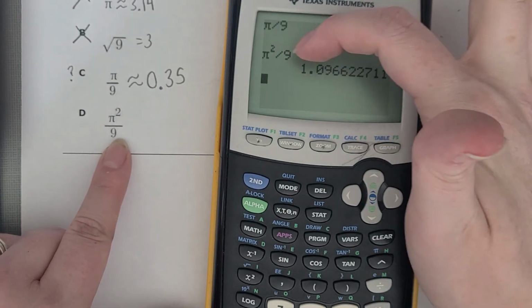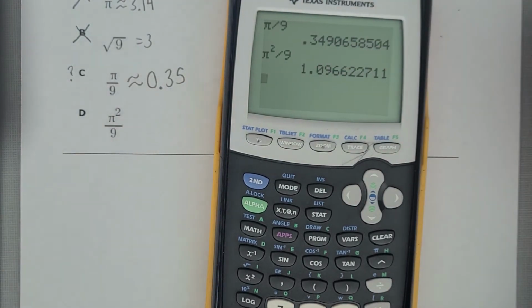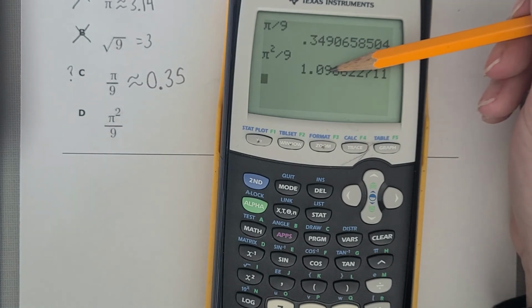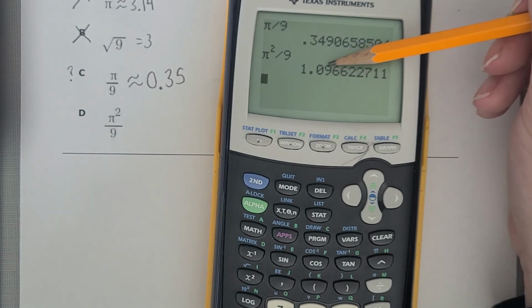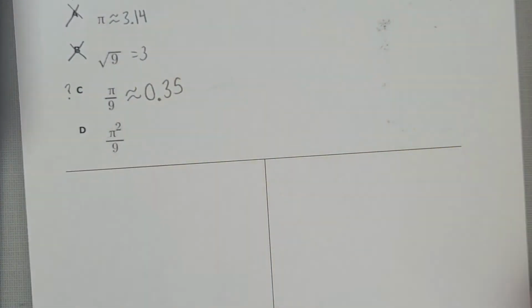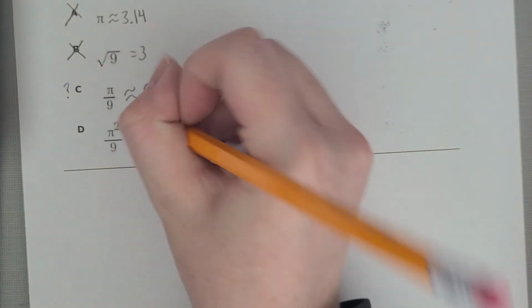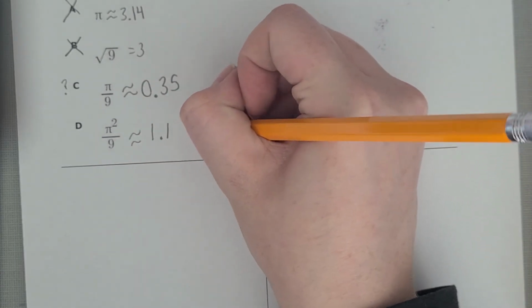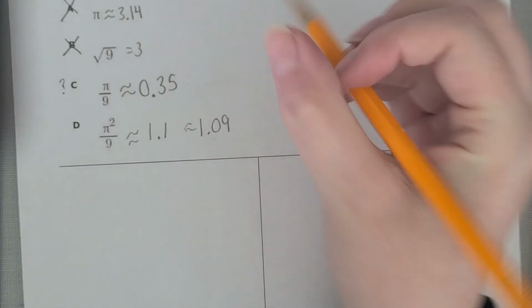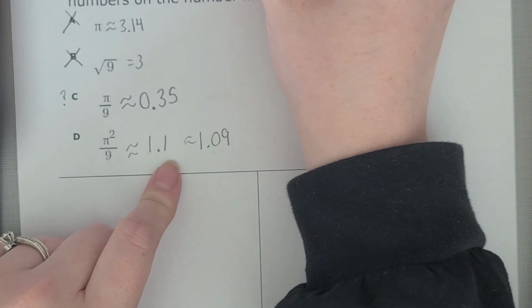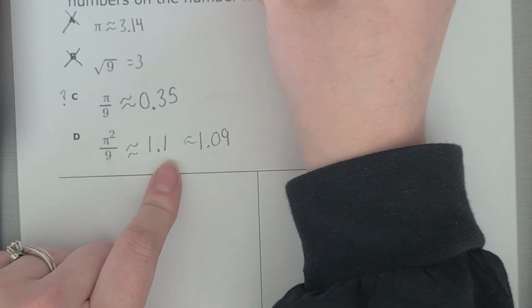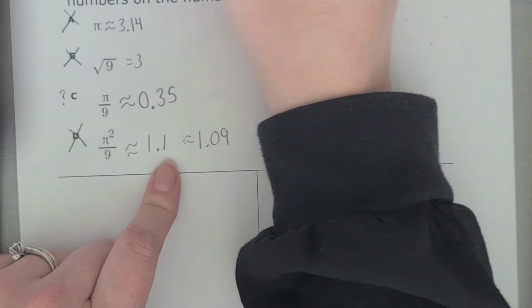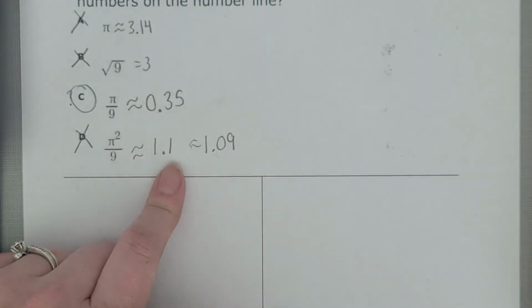And that gives us 1.096. I'm going to round it to the hundredths again. That 6 is telling me this is closer to rounding up even more, so I'm going to say this is about 1.1. Even if you say it's equal to 1.09, it's still greater than 1 by a little bit. So this one does not work. It falls between. The only one outside would be C.